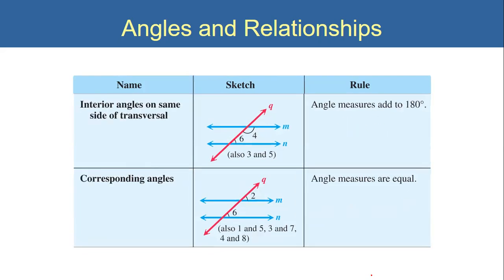All right, so when we have our same side angles, same side interior, same side exterior, they're going to be your supplementary angles. So notice here, we have same side interior. Our interior angles here. So we know the measure of angle 4 plus the measure of angle 6 has to equal 180 degrees.